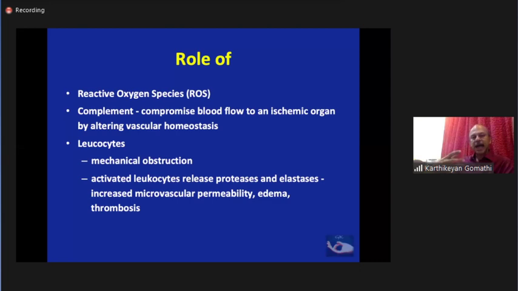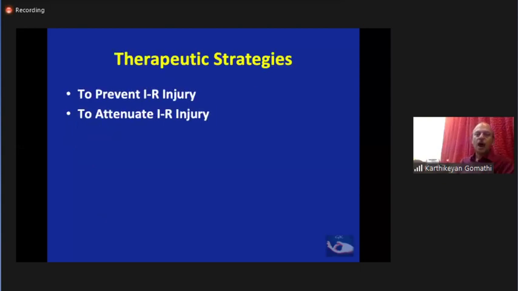So, the amputated part you carefully put back, and then you allow the blood to flow inside, and then you find, even though the blood is flowing inside, it is not picking up warmth, it is not able to survive, it dies ultimately, even though your anastomosis has been good, because of this reperfusion injury that has occurred. So, how do we prevent it or attenuate it?